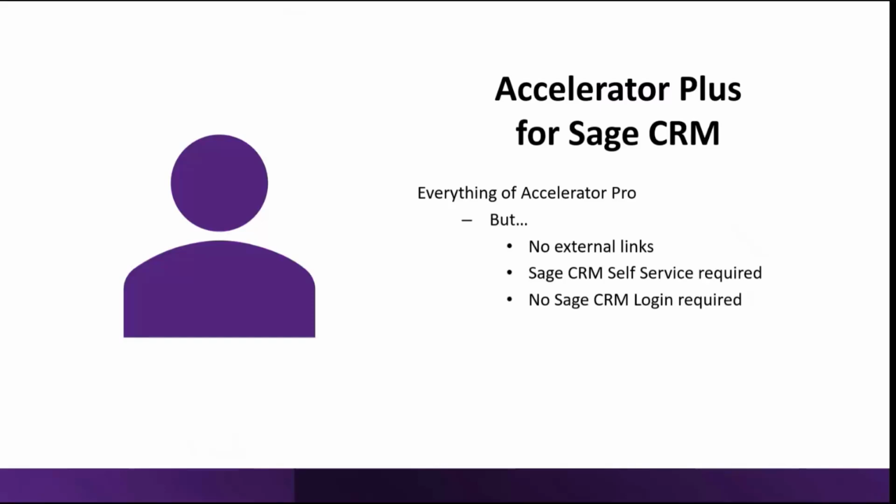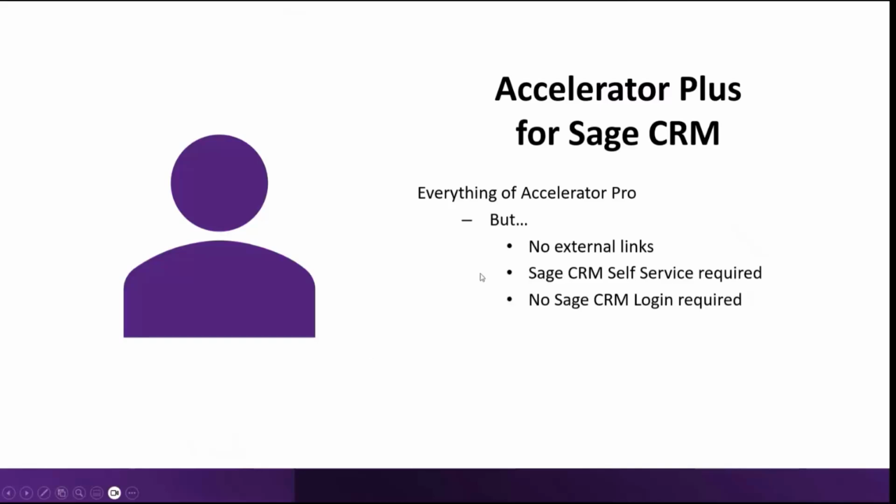So this would be ideal if you had a telesales team, for example, and maybe you have 100 people in telesales, maybe picking up leads, and you don't want to have to buy 100 Sage CRM licenses, but you might buy 100 Accelerator Plus, which gives you all the functionality within your Outlook and also allows you to update Sage CRM. So you can create all of those leads, but you would never be using full CRM, no external links to go out there. And you do have to have self-service available. So that's at a higher price point.